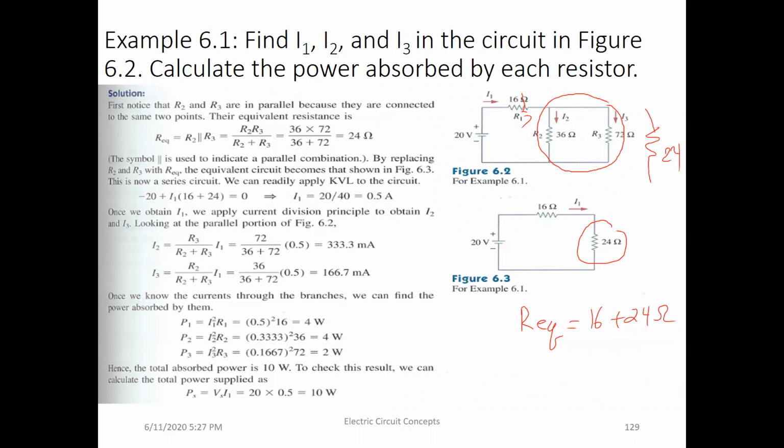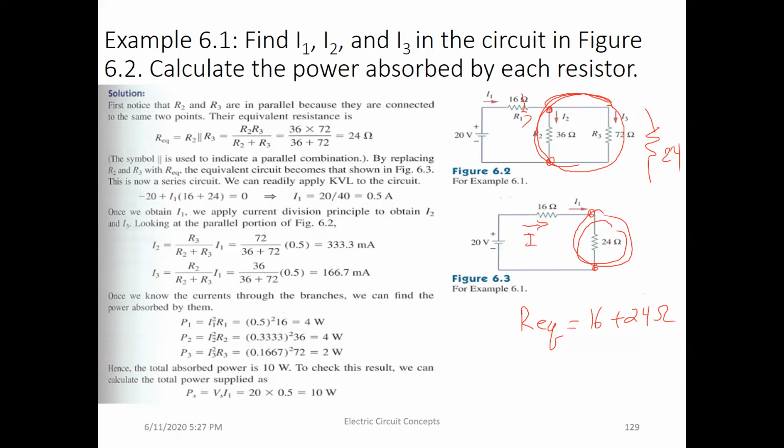I recommend you always draw the new circuit. After you determine R2 and R3 are in parallel, you replace these two. You see these two points here; we take this out and put in the equivalent. And then after that we can find I.